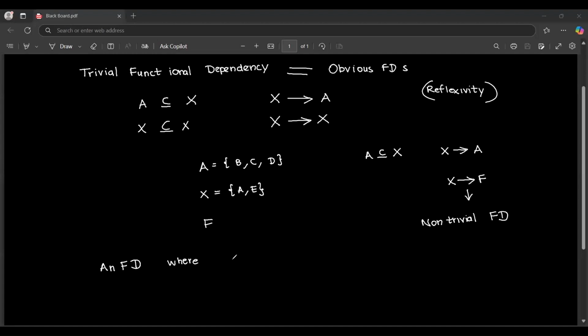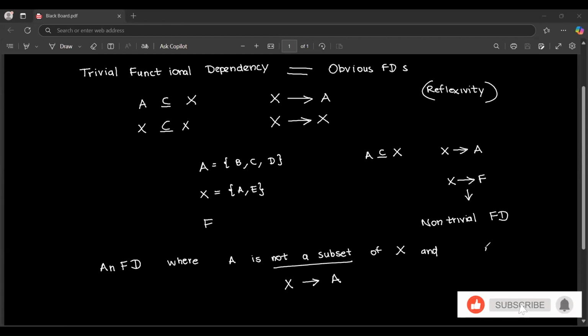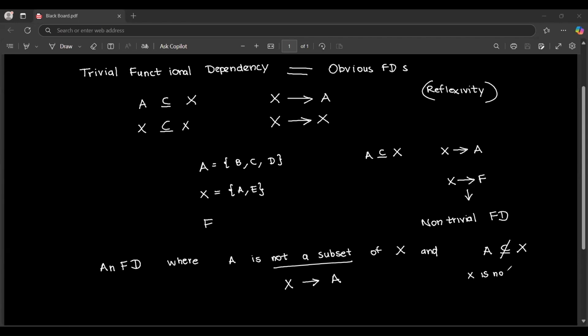where A is not a subset of X, and X functionally determines A. What does this mean? A is not a subset of X, or you can say X is not a superset of A. What is a superset? Well, here A is a subset of X, so we can say X is a superset of A. X has other elements also in its set, but we can say X is a superset of A.